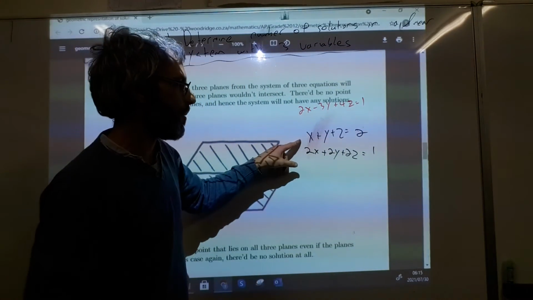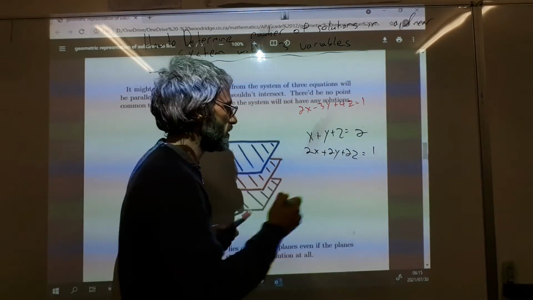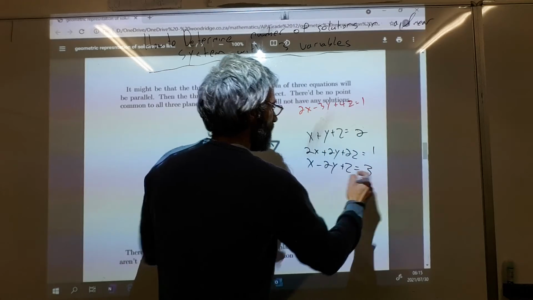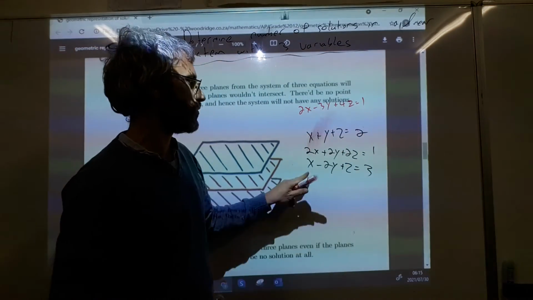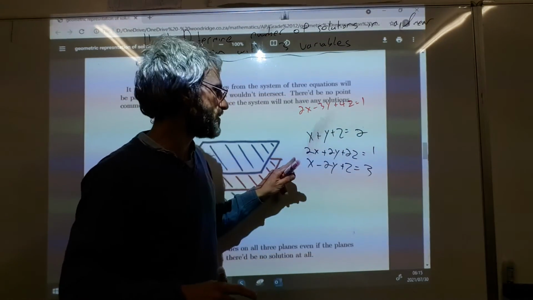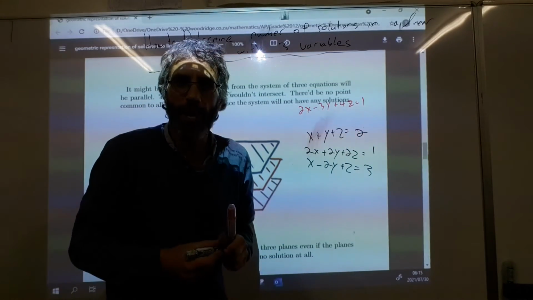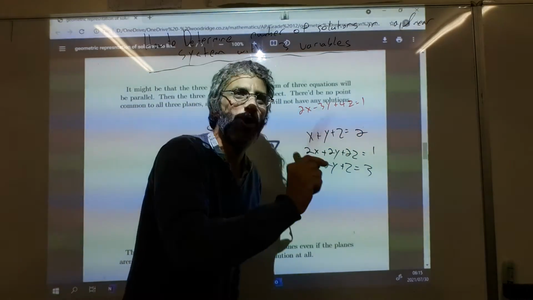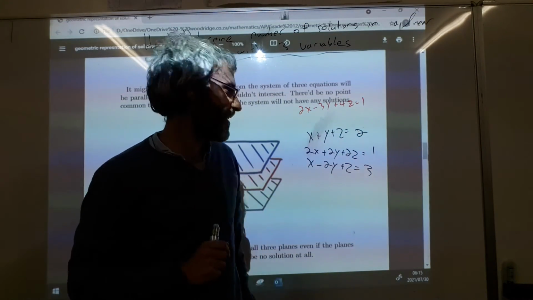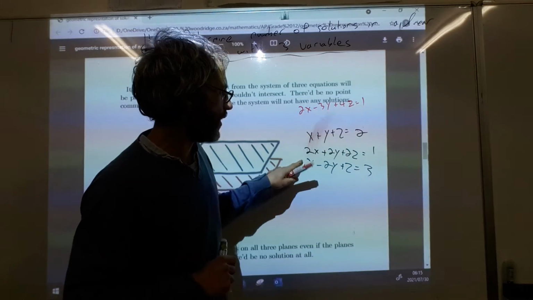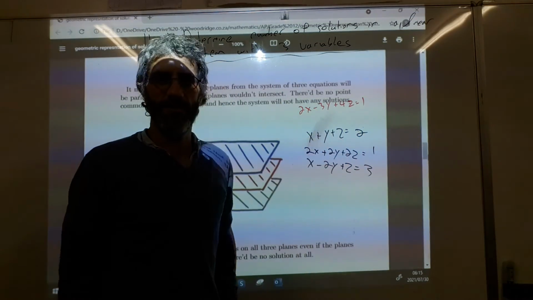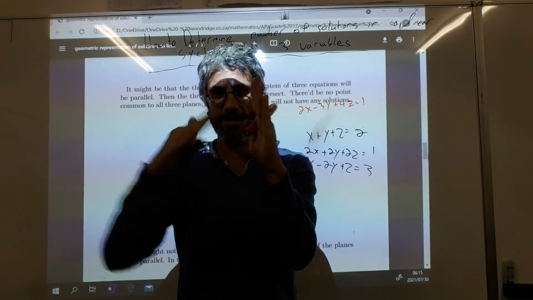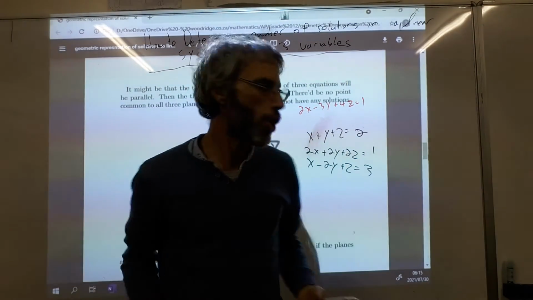So these 2 planes are not parallel. Now I can add another equation, x minus 2y plus z equals 3. That is not parallel to any of those, because I didn't multiply. When are 2 equations parallel to each other? When you can go from one equation to the other by multiplying by a scalar. So this is obviously not parallel to any of those, but these are parallel, so we have a situation of 2 parallel planes and a plane intersecting both of them: no solution.